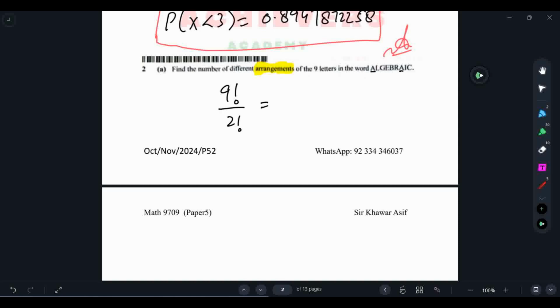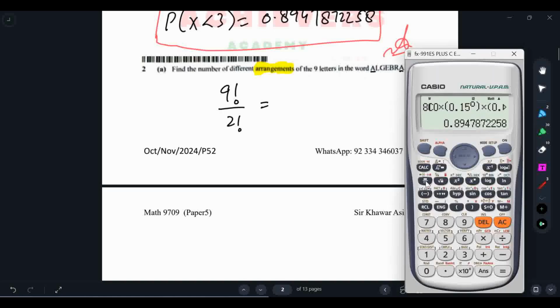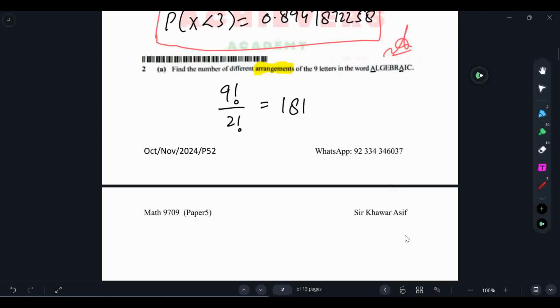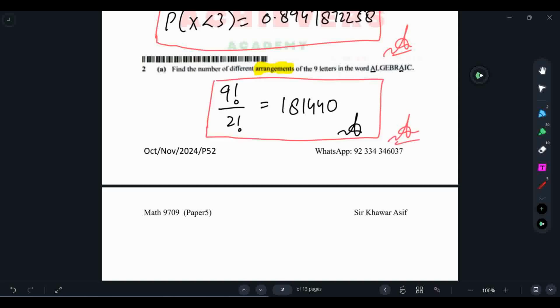So we can use the calculator. So shift, 9 factorial by 2 factorial. So this will be equal to 181440. So this will be the final answer.